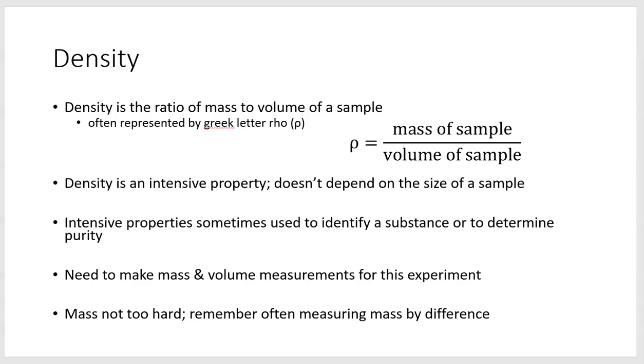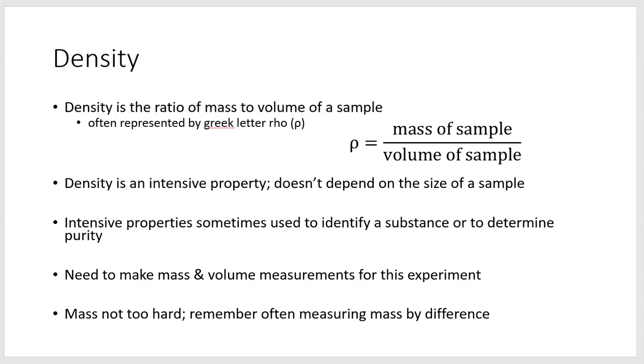As you can see, if we want to determine the density of something, we have to make both mass and volume measurements. The mass measurements aren't too hard to make. We just take our object, or our sample, maybe put it in a container, put it on a balance, and write down what the mass is. We do want to remember that oftentimes there's a container involved. So for liquids, we can't just pour the liquid onto the balance. We have to put it in a container.